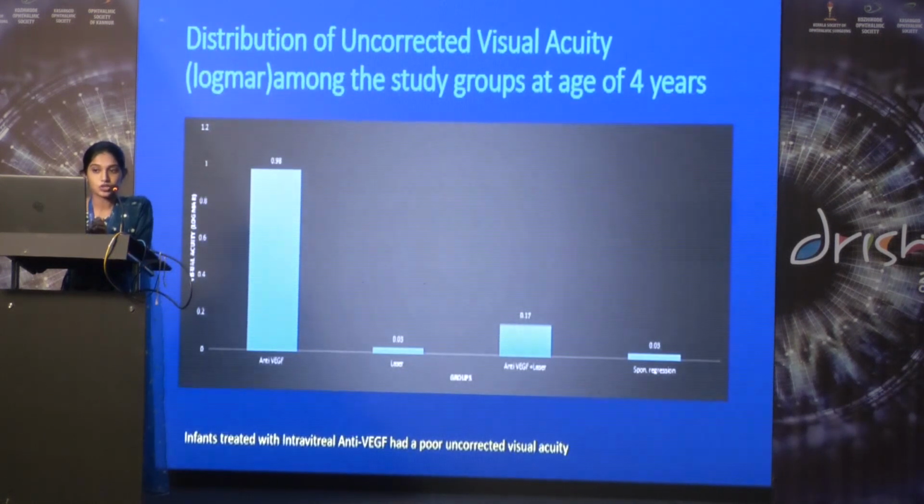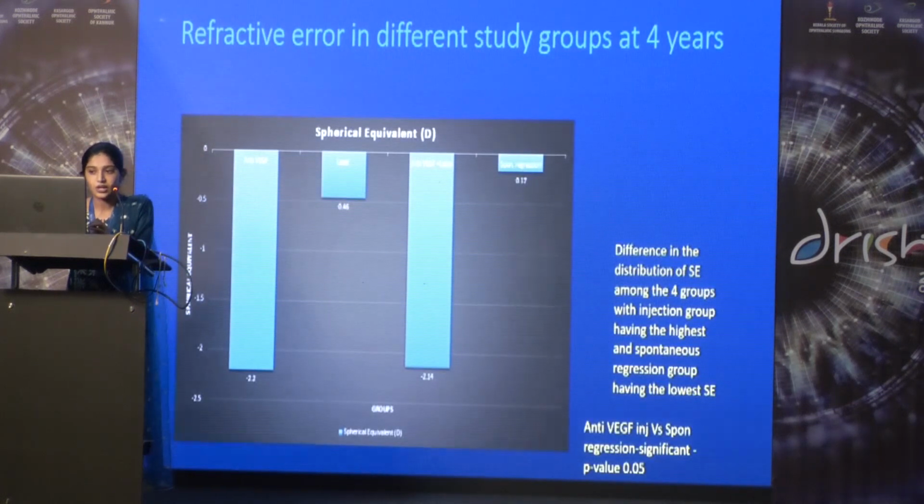We also looked into the distribution of uncorrected visual acuity among the 4 study groups, and it was noted that infants treated with intravitreal anti-VEGF alone had a poor uncorrected visual acuity. Coming to the difference in the spherical equivalent among the 4 groups, it was noted that the anti-VEGF group had the highest spherical equivalent and the spontaneous regression group the lowest. And we did a pairwise comparison among the 4 groups, and between the anti-VEGF and the spontaneous regression group, there was a significant difference with a p-value of 0.05.